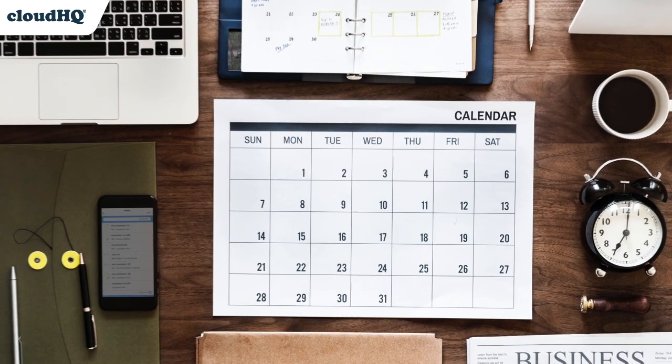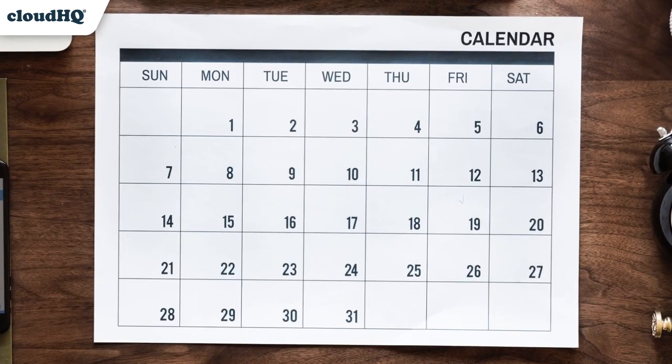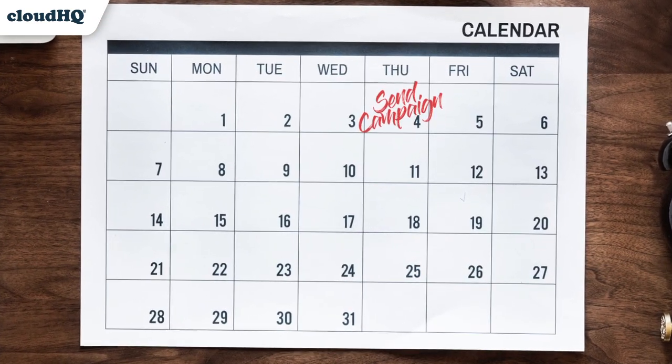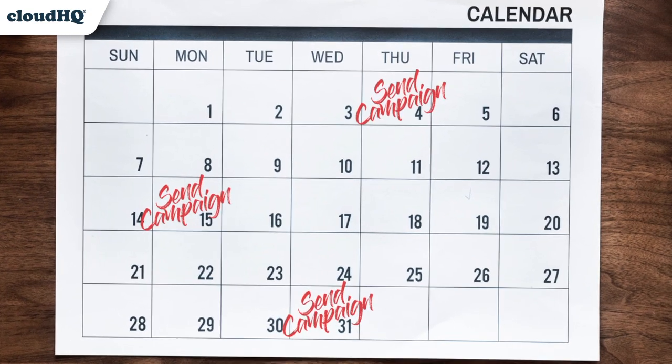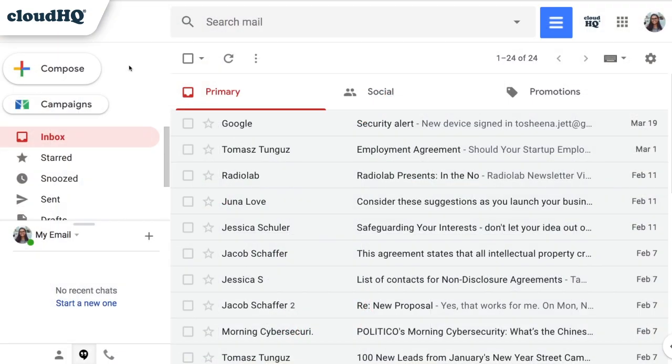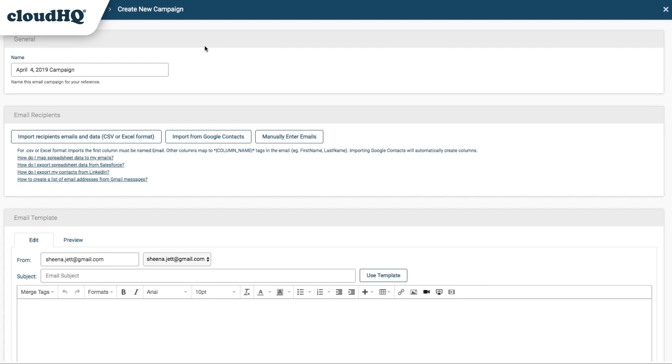Did you know that cloudHQ's MailKing Gmail extension lets you schedule your email campaigns to be sent at a specified time? Here's how to do it. I'm going to click the Campaigns button to start my new campaign. I'm going to name my campaign here, End of School Summer Sale.